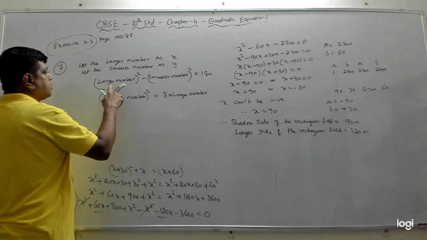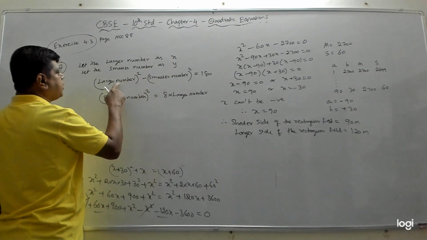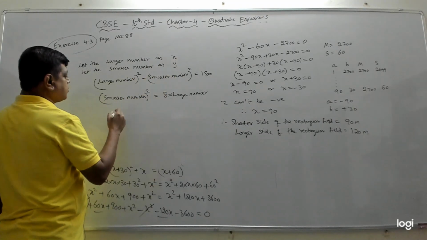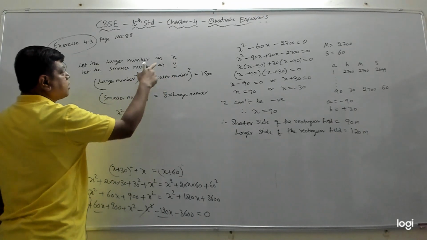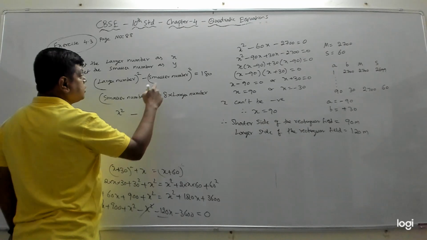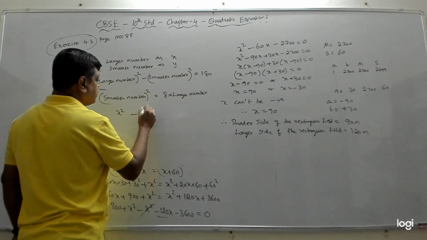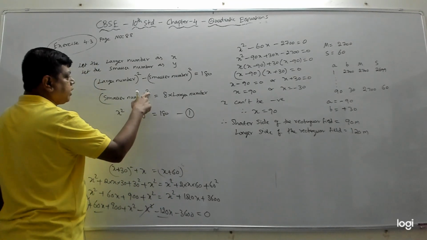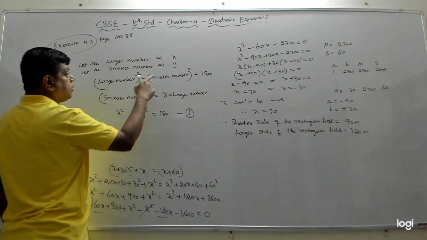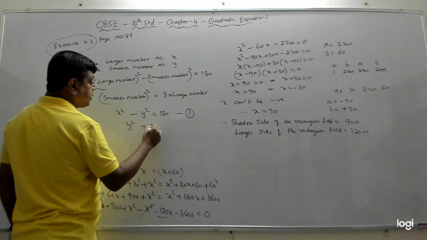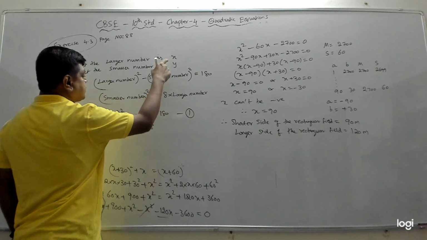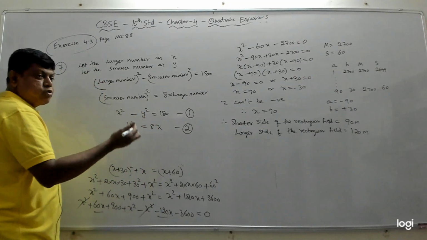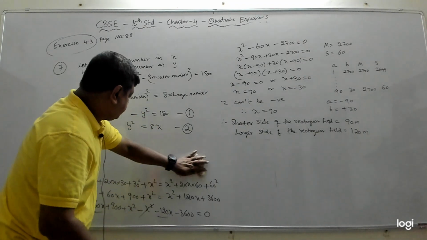Now we'll substitute here. The larger number is x, the smaller number is y. So you get x square, the larger number square, minus y square, the smaller number square, equal to 180. This is one equation that we have. The other equation is smaller number square, which is y square, equal to 8 times the larger number, 8 times x. Using these two equations, we have to solve and find the value of x and y.